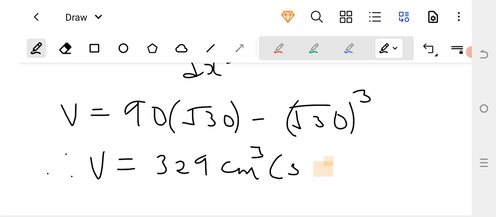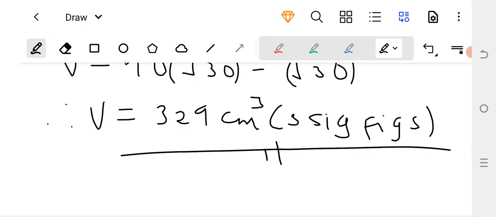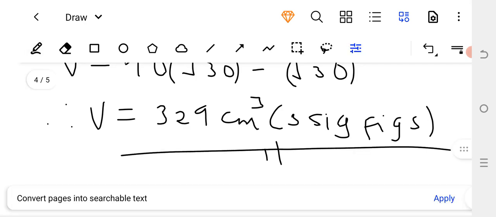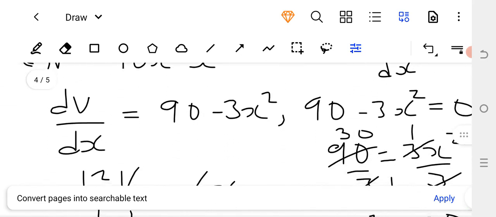Okay, we'll just shorten it: 3 sig figs. But in the exam, it's not recommended to use sig figs. That can mean anything. So it's just better to write 3 sig. That's if you have time to do all this. But it's just better to write 329, and we understand what you mean when you write 329. So 329 centimeters cubed would be your final answer for the maximum volume of the cuboid.